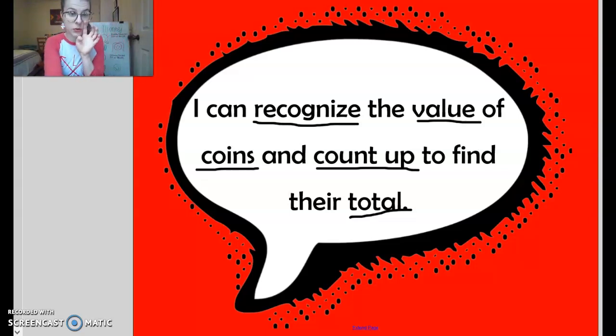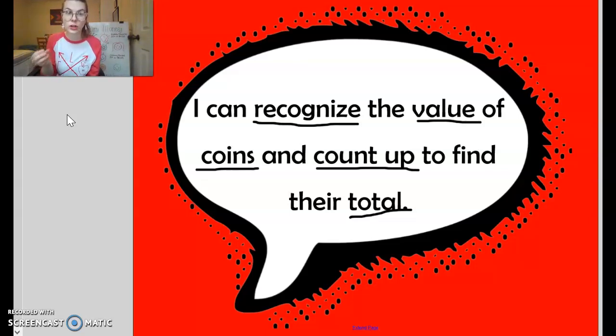Today, you are going to be able to recognize the value of coins and count up to find their total. You can see that I underlined a few words here. So the words that I underline are ones that I kind of want to break down for you. When we say we can recognize, that means I can look at this coin, I know what this coin is, and I know how much it's worth. That's what the word value means. How many cents is this coin going to be worth?